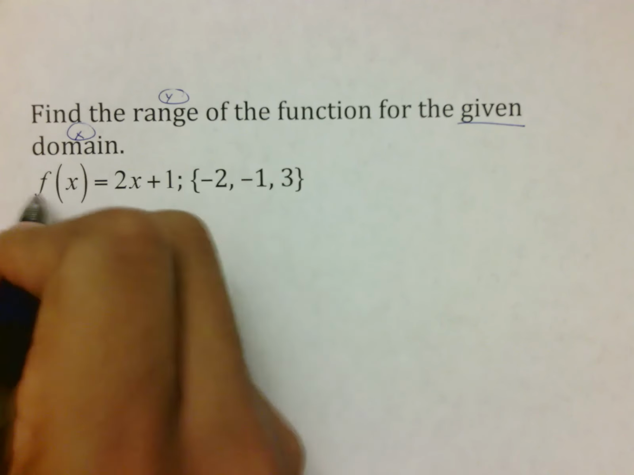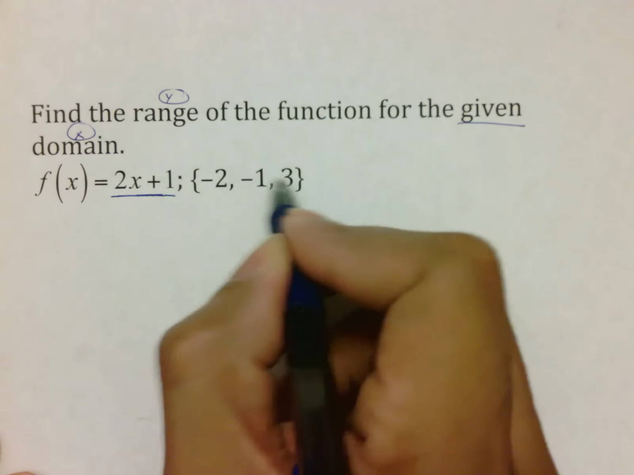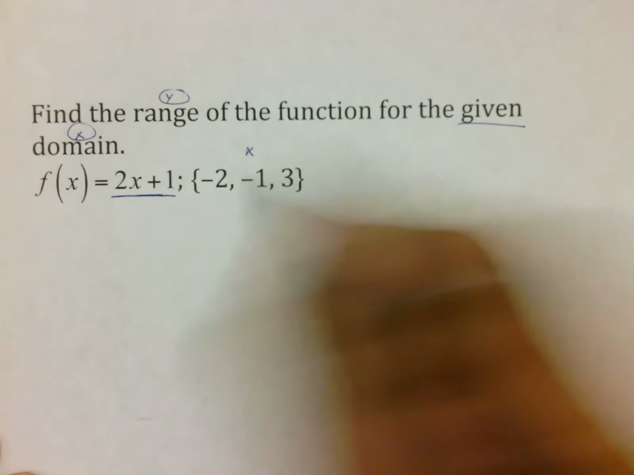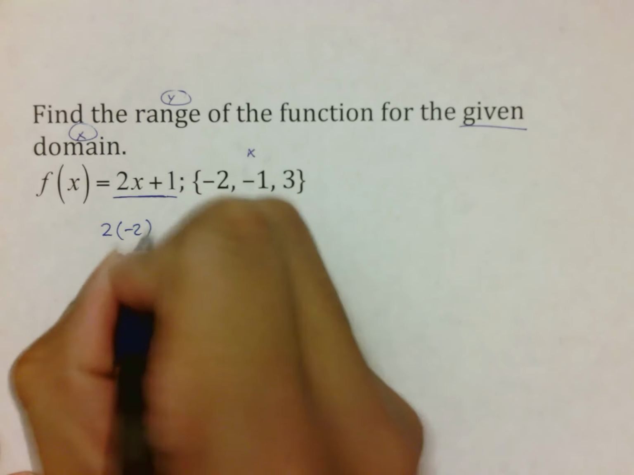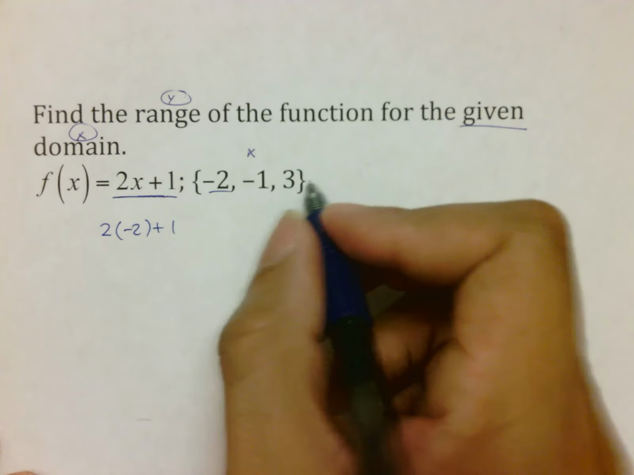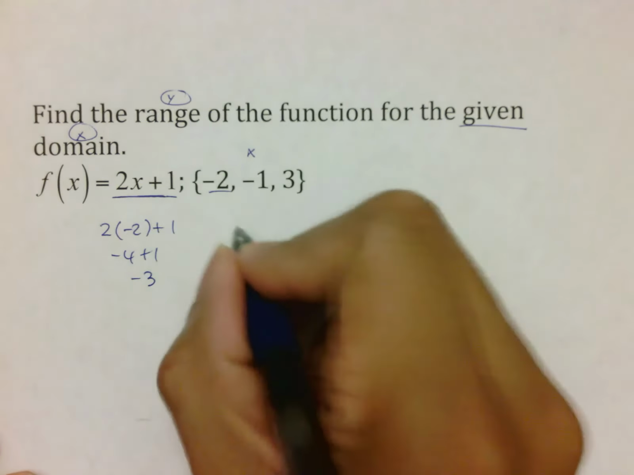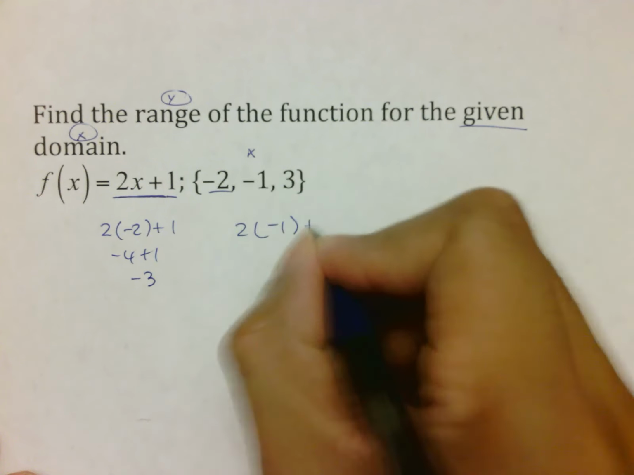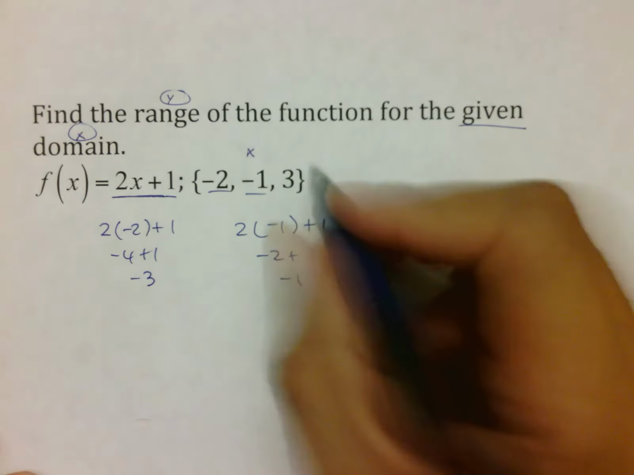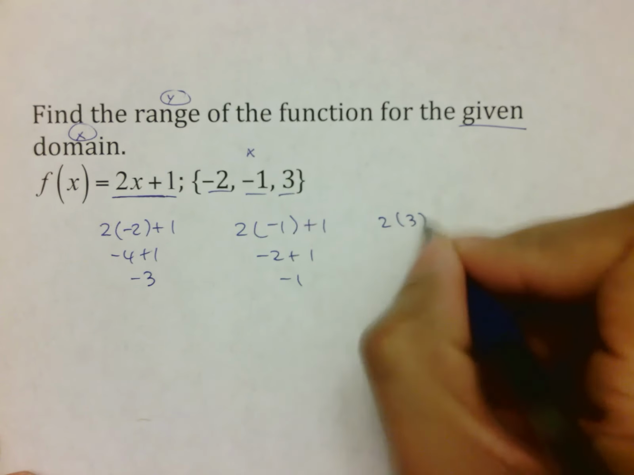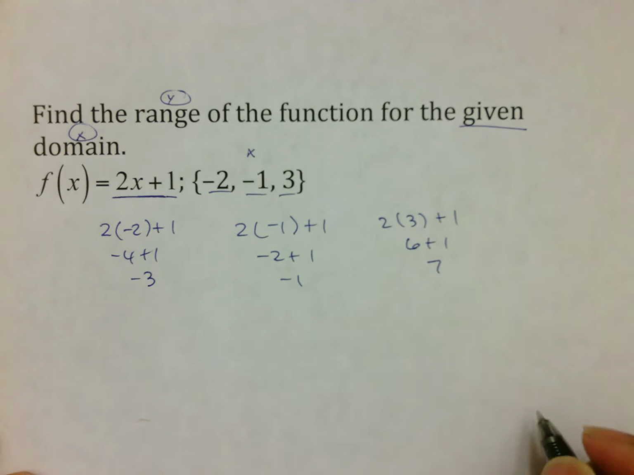Again, this is f of x, which just means that it's a function, and this is the rule. And you're going to take these domain values, which again are my x's, because they are giving me my domain, and you're going to plug them in for x. So you're going to do 2 times negative 2 plus 1, which is of course negative 4 plus 1, or negative 3. Then you're going to do 2 times negative 1 plus 1, which is negative 2 plus 1, or negative 1. Then you're going to do 2 times 3 plus 1, which is 6 plus 1, or 7.